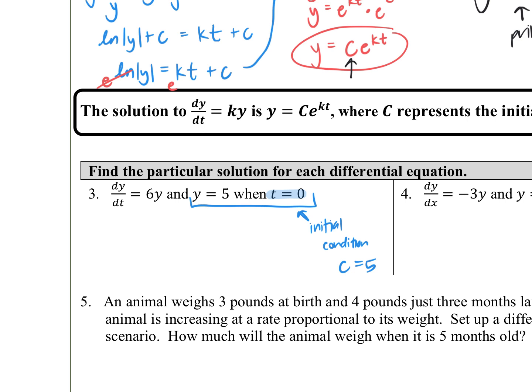Now I'm just going to look at my formula and plug in all the values that I need to get my y equals c e to the kt. So your formula is going to be y equals, your c is your initial condition, so 5. E will always be there. Now what is my k going to be? K should be next to the variable there, so k would equal 6. And then t I don't know, so I'm going to leave it as time, because we want the solution for that differential equation. That is my initial condition with the t at 0 gives me 5.